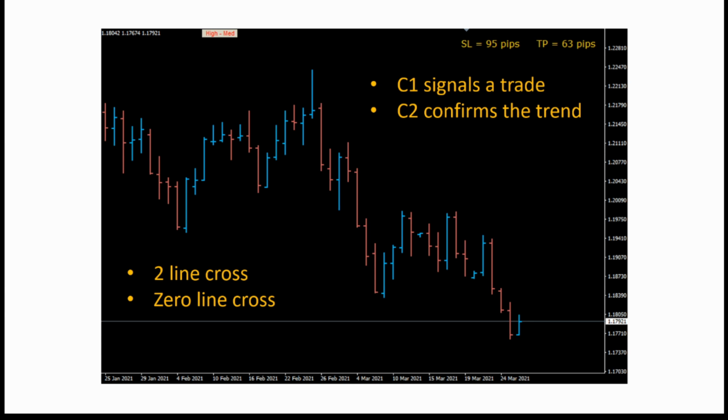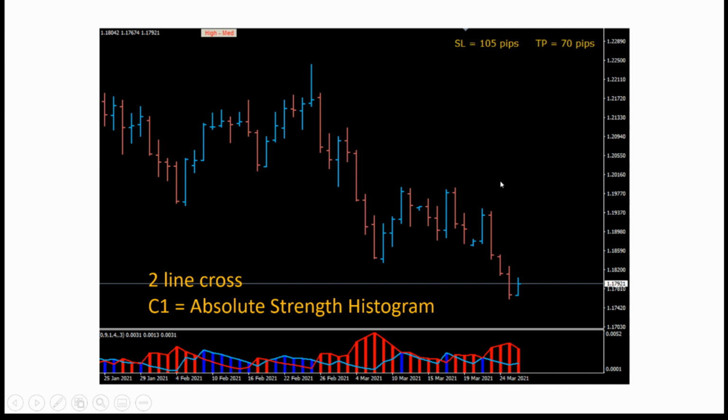Now, VP talks about two different kinds of indicators that make the best C1 and C2. He talks about a 2-line cross indicator or a 0-line cross indicator. Now, they don't have to be these types of indicators, but that's where I would start since VP suggested it.